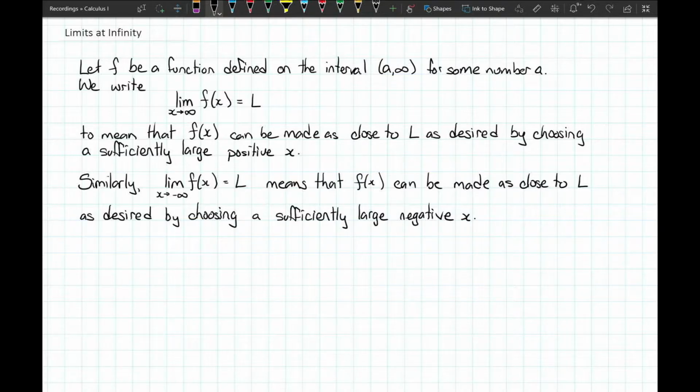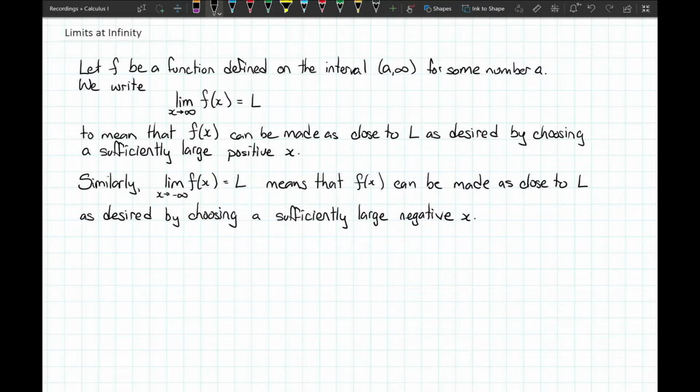And we'll write the limit of f of x as x approaches infinity equals L to mean that f of x can be made as close to the value L as you wish by choosing a sufficiently large positive value of x. And similarly, we can also define a limit of a function as x goes to negative infinity. And then f of x can be made as close to the value L as possible by choosing a sufficiently large negative value of x.